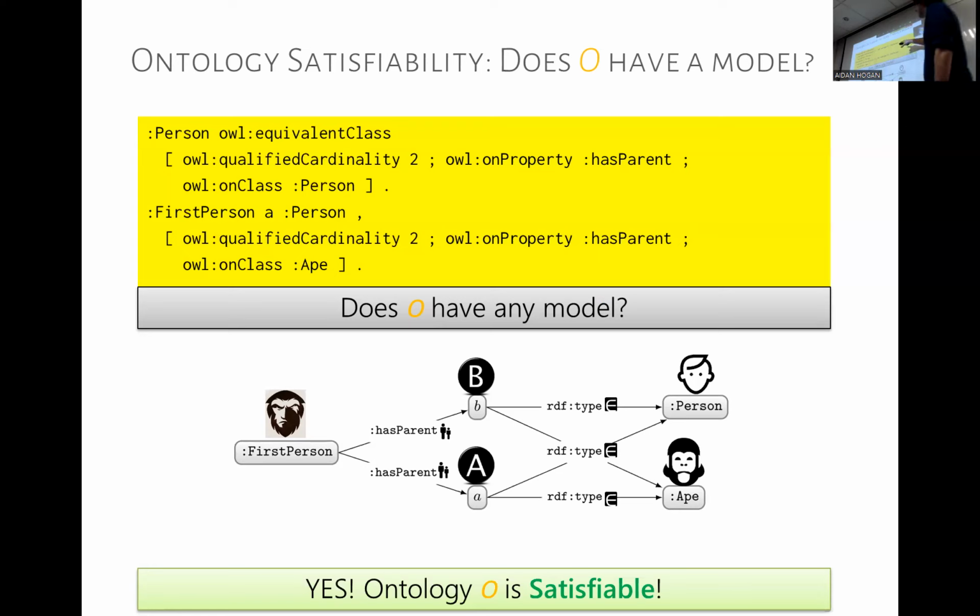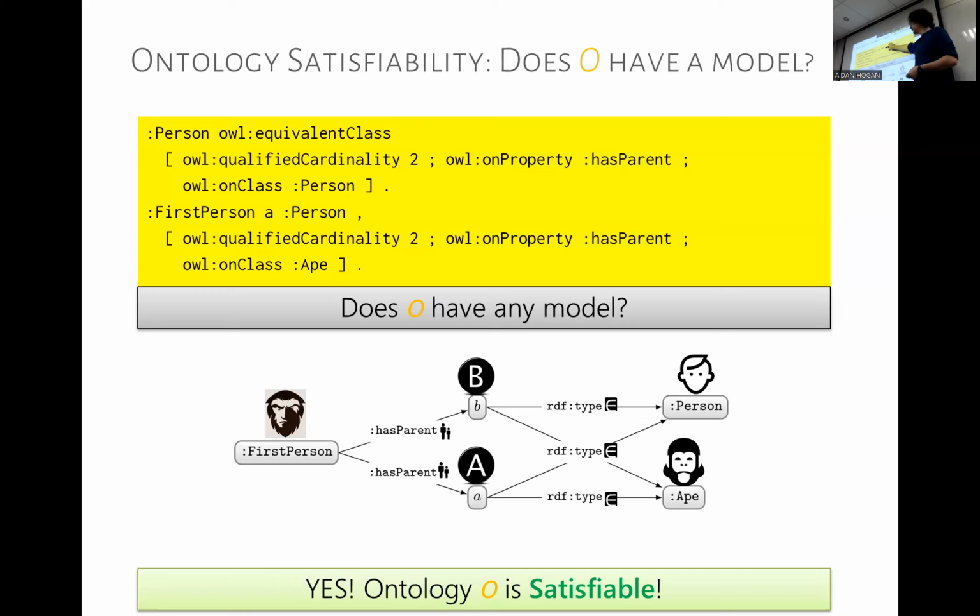Well, so we've never said that something cannot be a person and an ape at the same time. So what we've done in the case of the first person, to make it compatible with the definition for person and the specific definition for first person, we've said that they have two parents. Both of their parents are both apes and persons. So we satisfy this condition here.